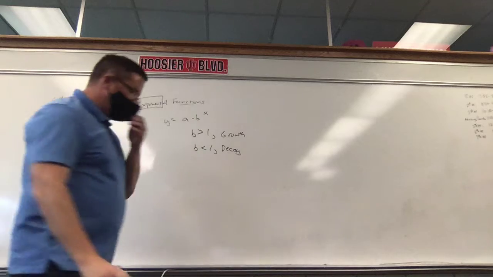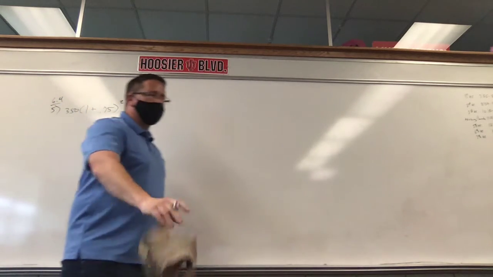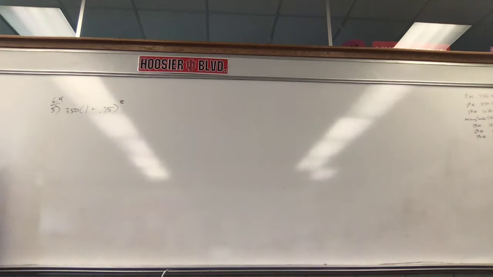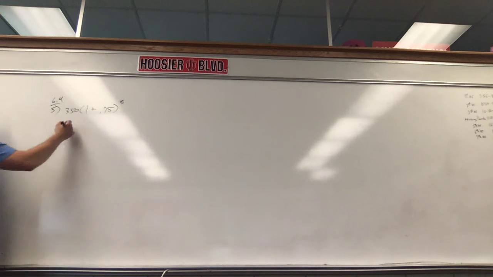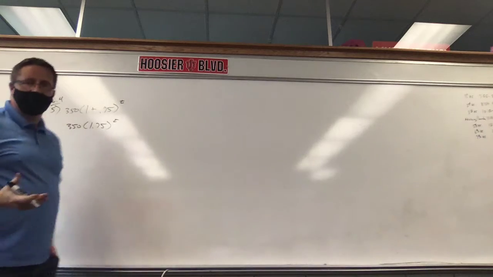So what I want you to understand is this. Just put x, or they use t on there. Now, is this going to be growth or decay? Growth. Why? Because there's an addition; it's going to be more than 1. Don't think hard on this. You know what 1 plus 0.75 is? 1.75. If it's easier, write 350 times 1.75 to the t power, okay?